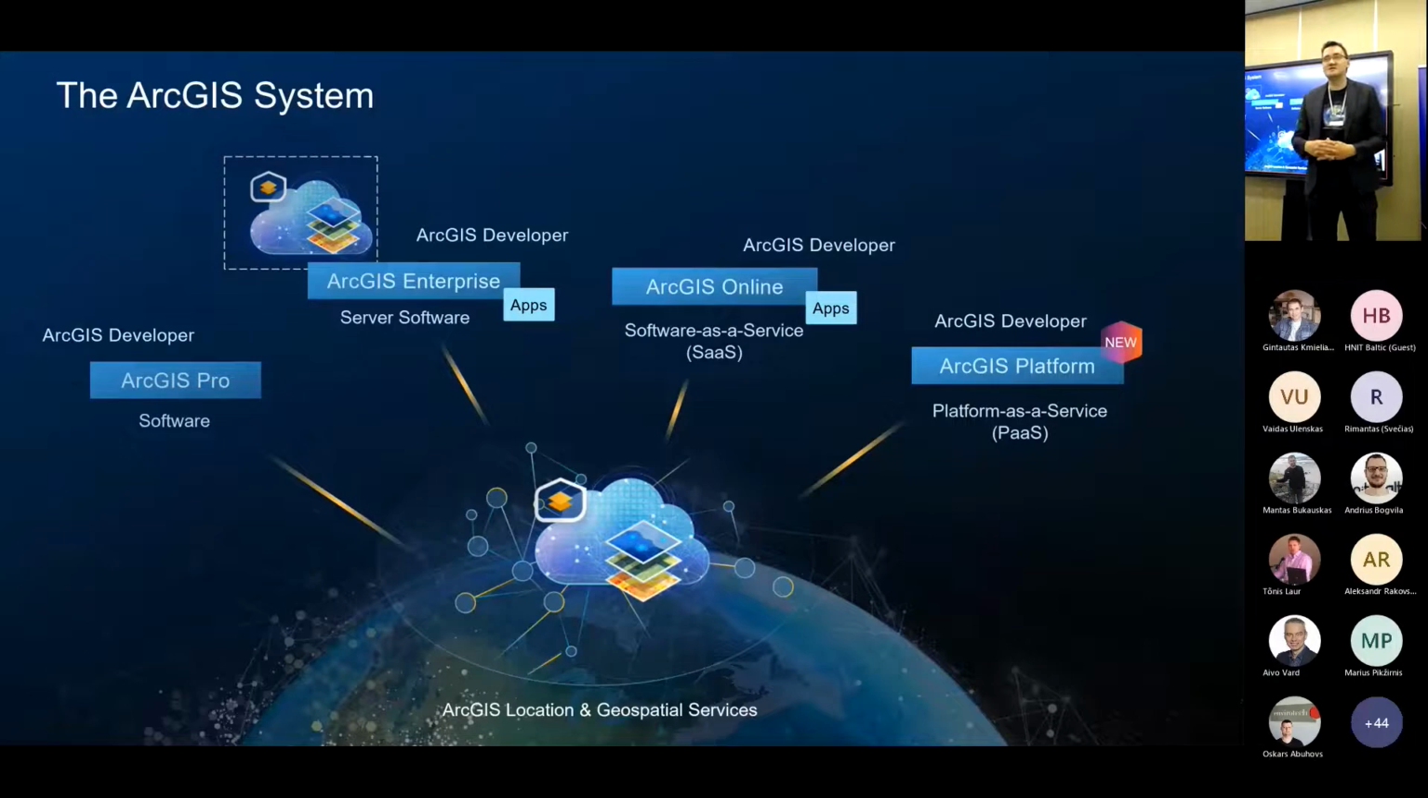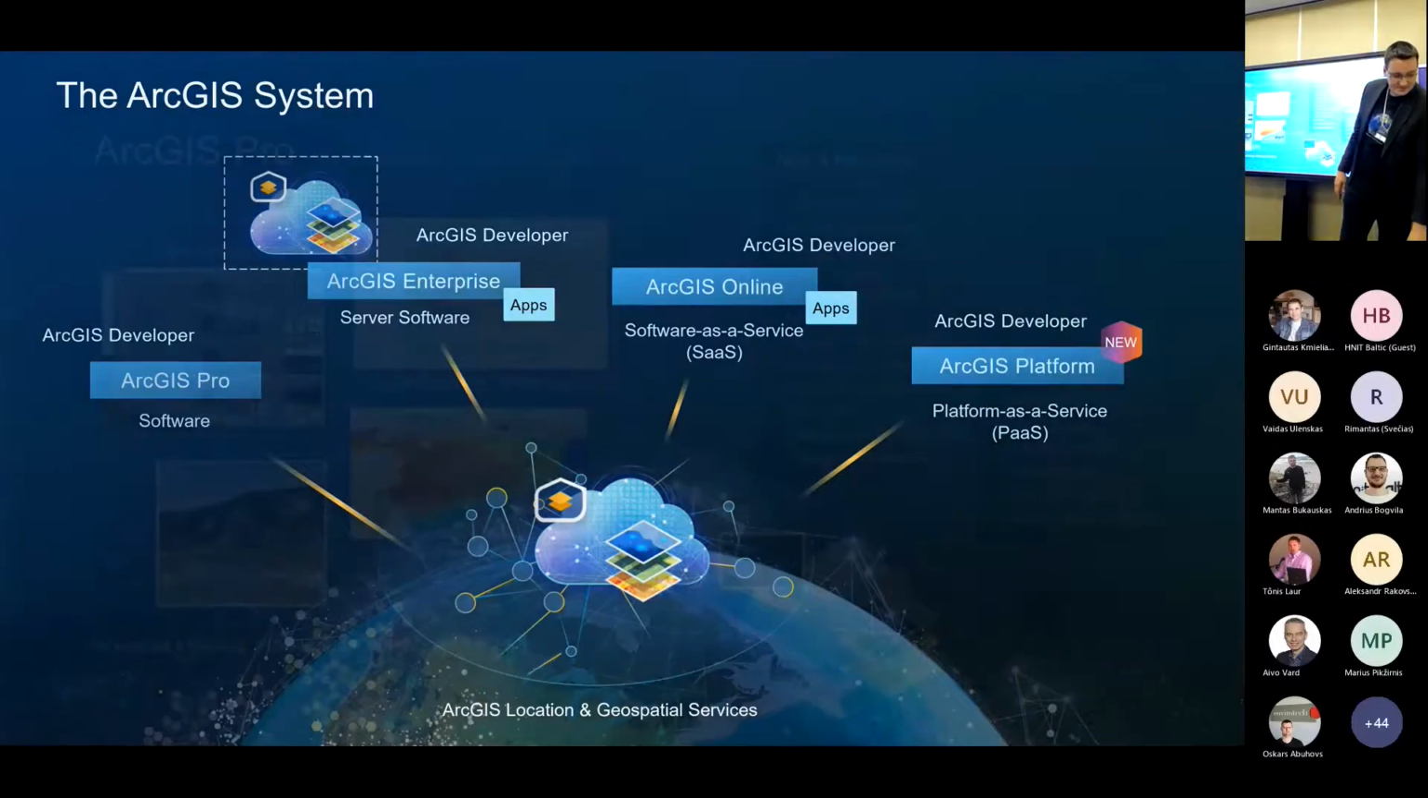ArcGIS has many components and implementation patterns. For example, there is ArcGIS Pro, which is desktop software installed on the client user's computer. Then there is ArcGIS Enterprise, which is the entire ArcGIS system, which you can put on your own server. Then there is the possibility to use ArcGIS as SaaS, software as a service, known as ArcGIS Online. And ArcGIS is also available as a platform as a service.